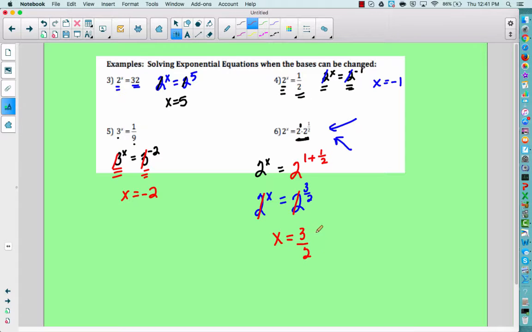I really want you to spend time looking at that. If you've written the notes, it might be worth your time to rewind and watch it again. This is very different, and you cannot just say that x equals 1 and 1/2, okay? You have to add them together first. That one works out to work like that.